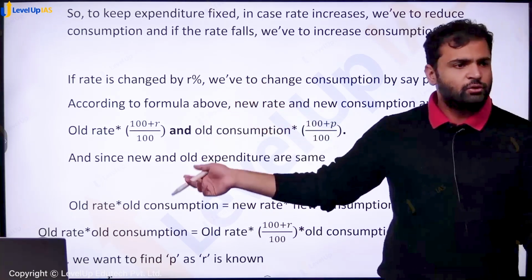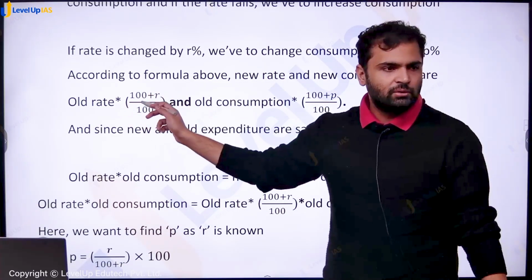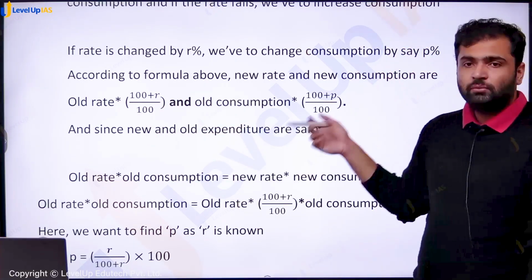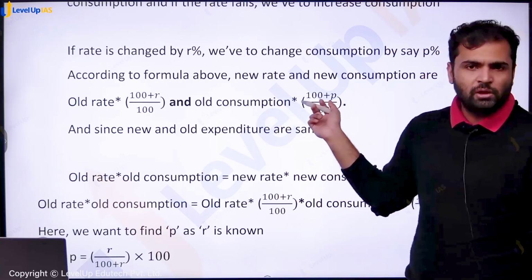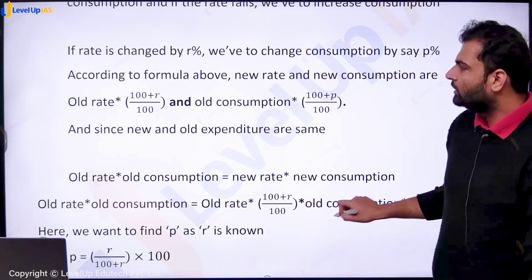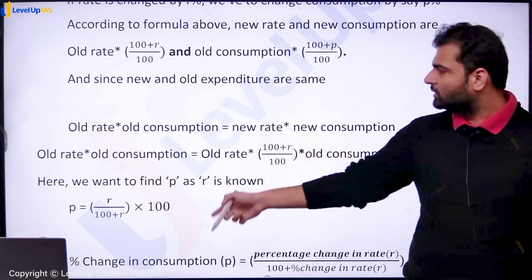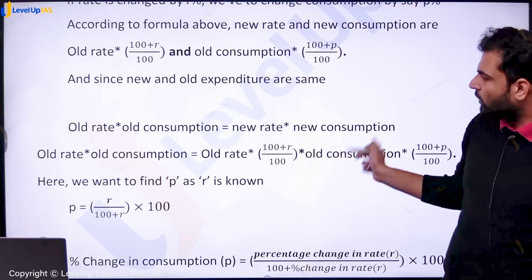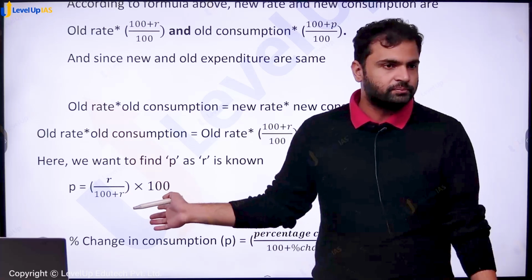Now here we assume that the rate is changed by R%, so the new rate would be old rate into 1 plus R%, and consumption, let's say we need to change by P%. So new consumption is old consumption into 1 plus P%. That P could be negative, so we can have increase or decrease. And since expenditure is the same, old rate into old consumption is equal to new rate into new consumption. You put values, old rate and old consumption will get cancelled, and the only unknown here is P if R is known.